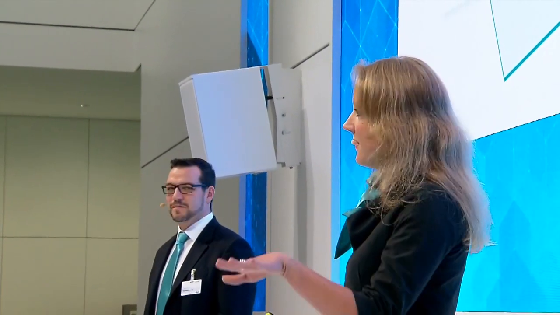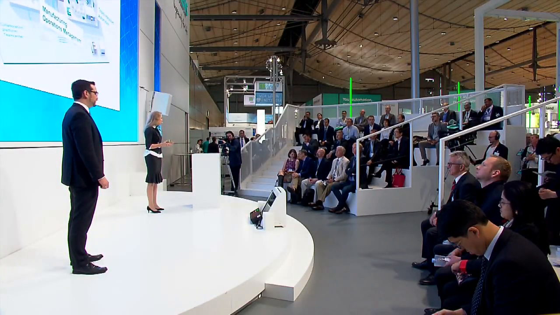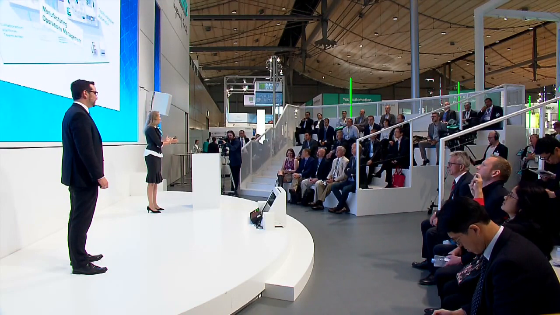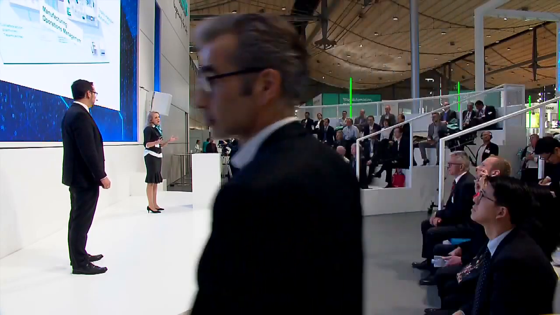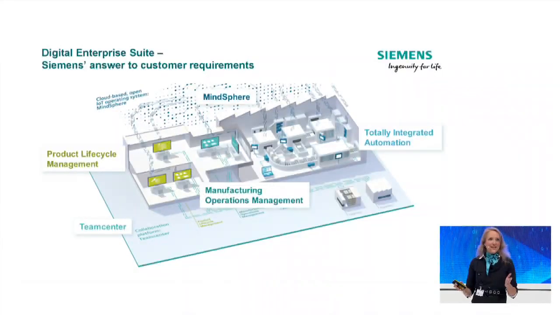On the other side, we have totally integrated automation, which integrates automation components on the horizontal, but also on a vertical way, from the field to the enterprise level. In between, you find manufacturing operations management. And manufacturing operations management links PLM to automation, from the virtual world of product development to the real world of production. And of course, we store everything within one central database, which is our real-time collaboration platform, Teamcenter.